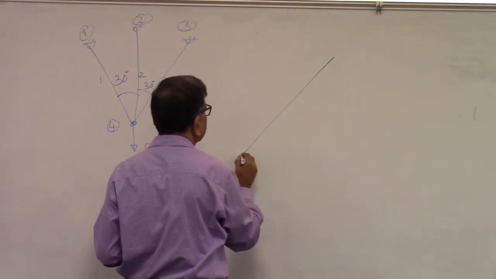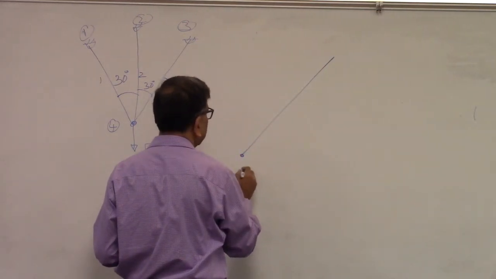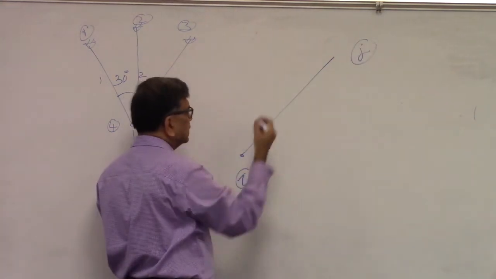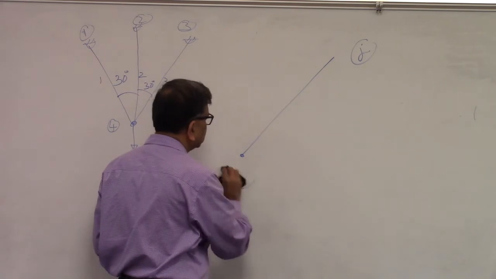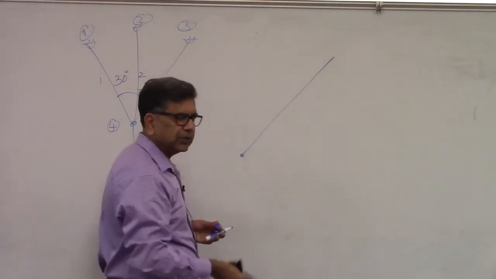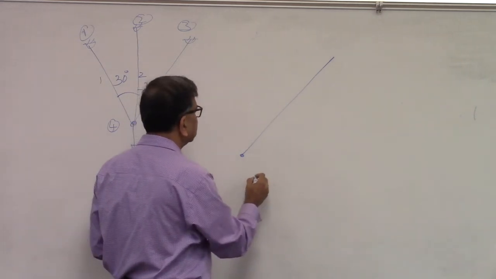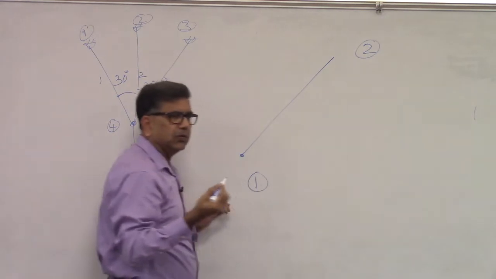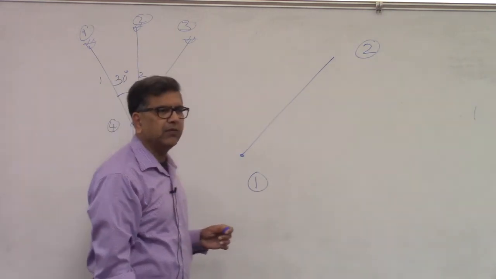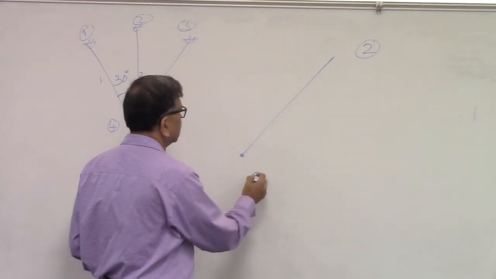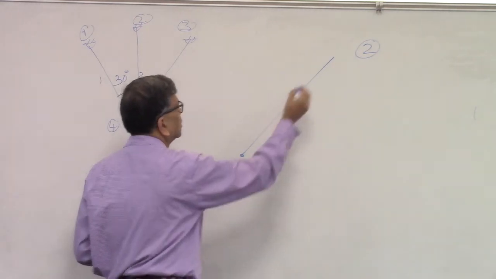So if we have an element, node I, node J, I is the first node, J is the second. Or if I call it 1 and 2, some people don't know whether I comes first or J comes first. Now you forgot the alphabet. It's true, if you don't sing the alphabet song for a long time, you forget. So this is the first node, this is the second node.